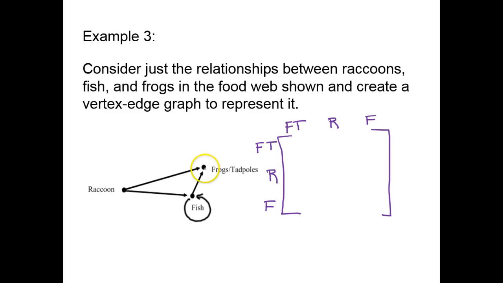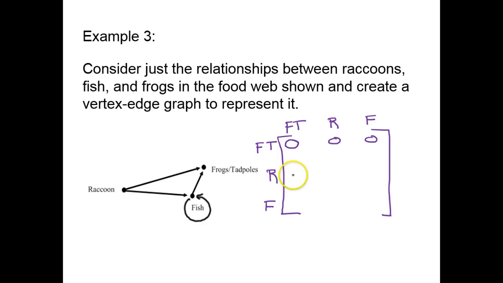Are there any arrows going from frogs and tadpoles to anything else? No. Frogs and tadpoles don't eat raccoons or fish. They don't even eat themselves. They are not cannibals in any way. So we'll have a 0 here, a 0 here, and a 0 here. Frogs do not eat other frogs. Frogs do not eat raccoons, and frogs do not eat fish. Okay? Now let's move down to raccoons.